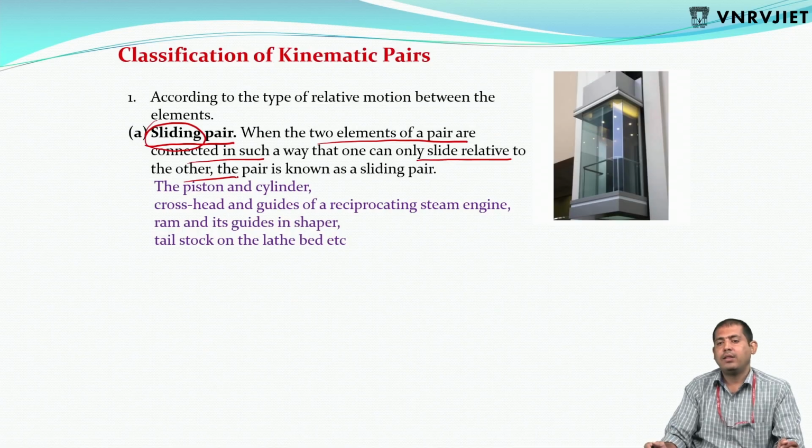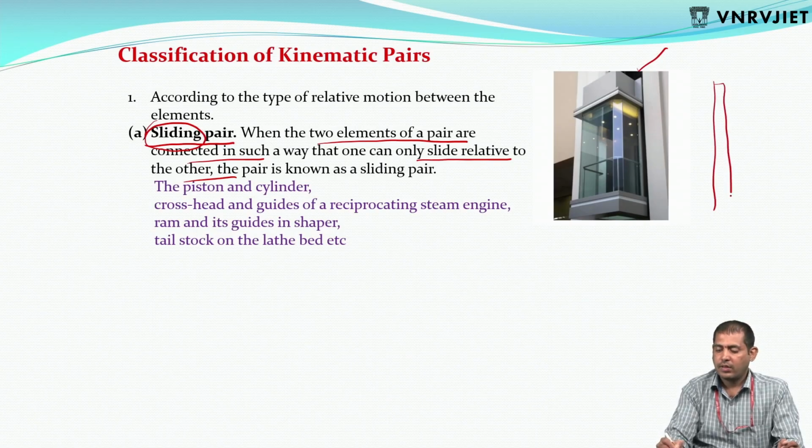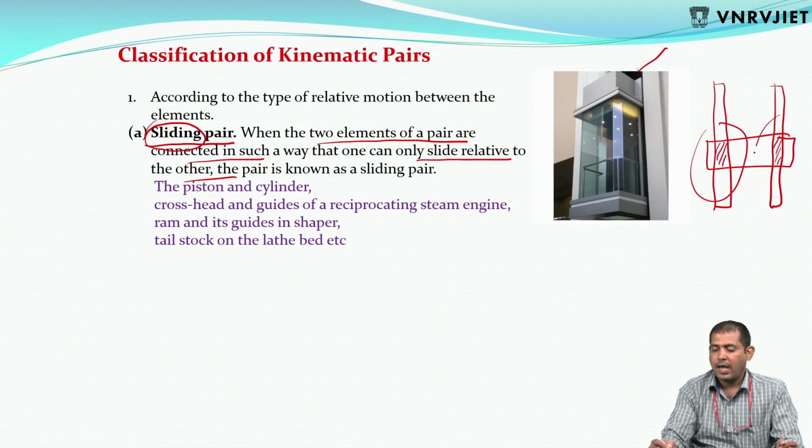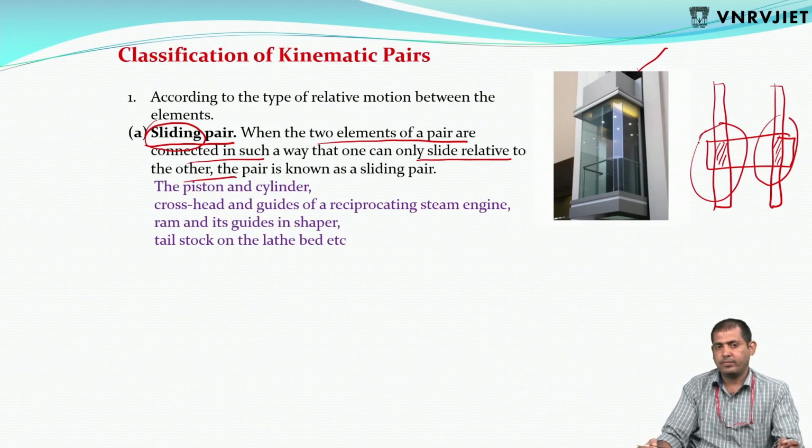the other. So for example, if you see a lift, in the lift there are some guideways, like these are the guideways. The lift will move in between these guideways. Here the sliding will happen. This type of pair is called a sliding pair.